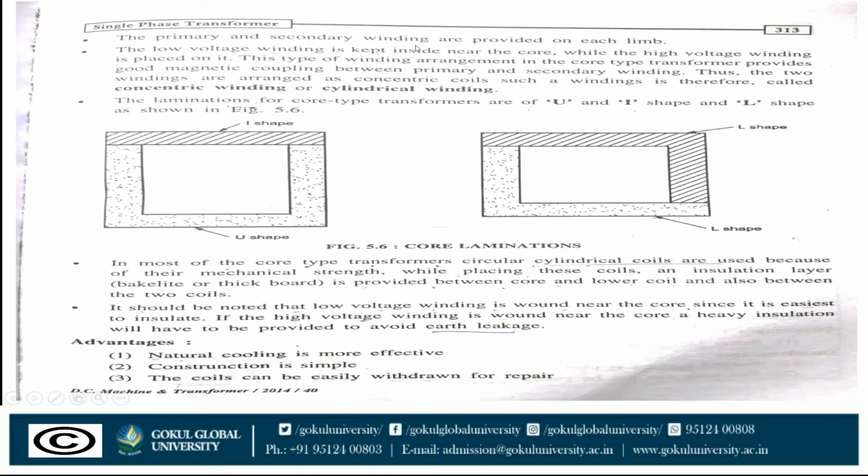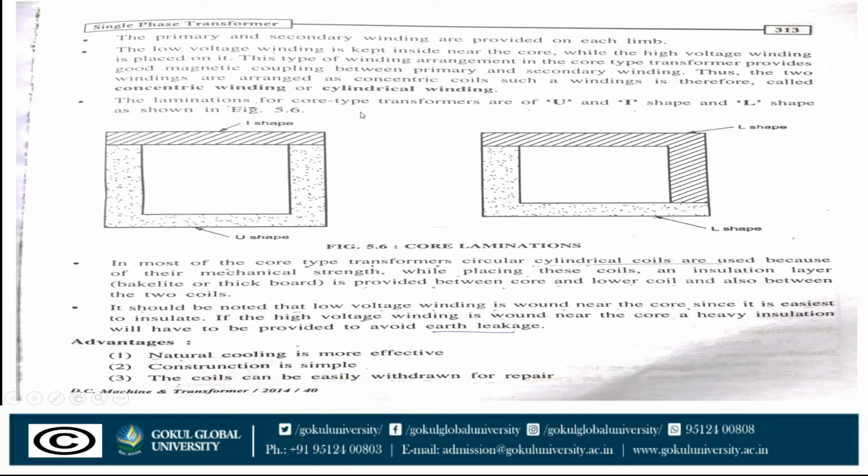The primary and secondary winding are provided on each limb. The low voltage winding is kept inside near the core, while the high voltage winding is placed on it. This type of winding arrangement in the core type transformer provides good magnetic coupling between primary and secondary winding. So the two windings are arranged as concentric coils. Such a winding is therefore called the concentric winding, or you can say the cylindrical winding.